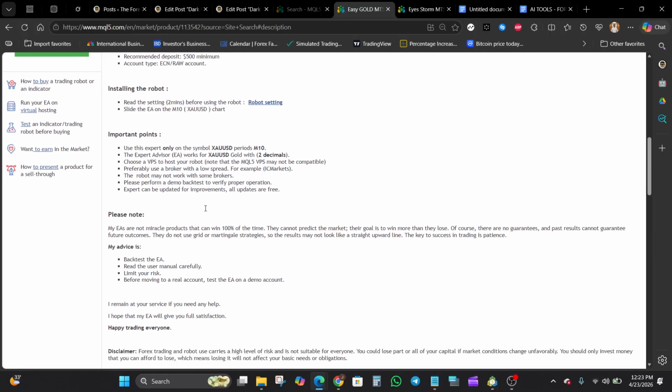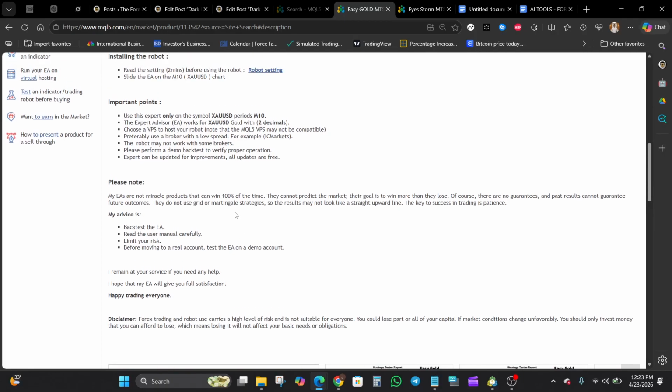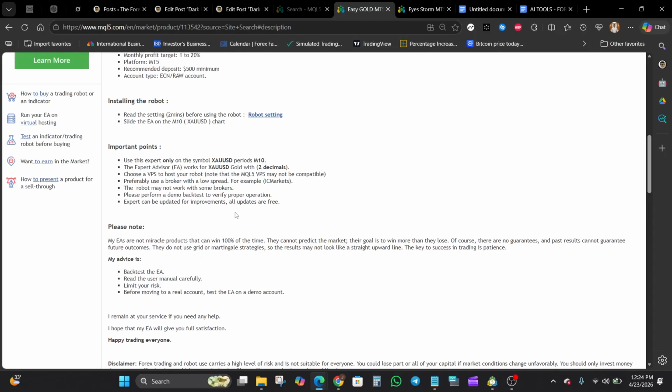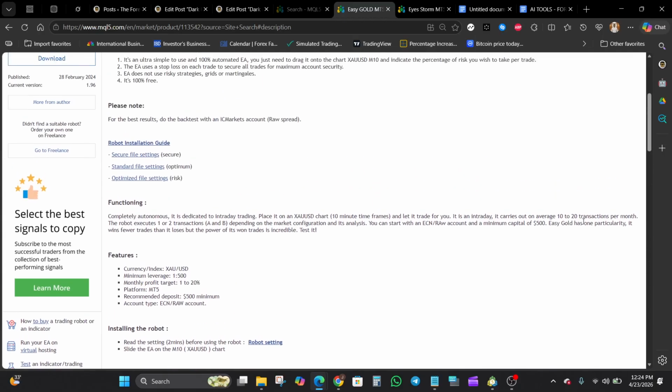Now, let's talk about how this EA actually operates in a practical sense. Even though it's marketed as simple, the logic behind it is clearly selective. It doesn't trade very frequently. We are looking at roughly 10 to 20 trades per month. You can see that mentioned here, about 10 to 20 transactions per month. So this is not a high frequency scalper. It's more of a precision based intraday system.